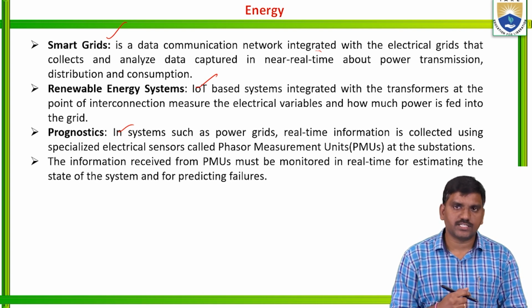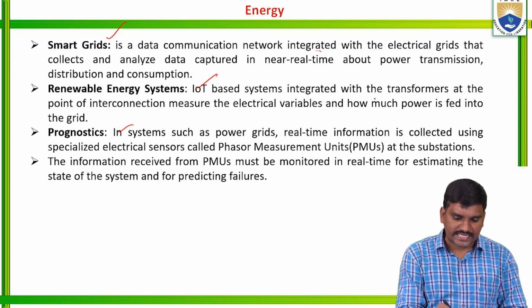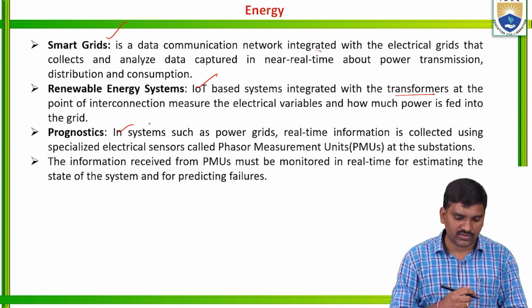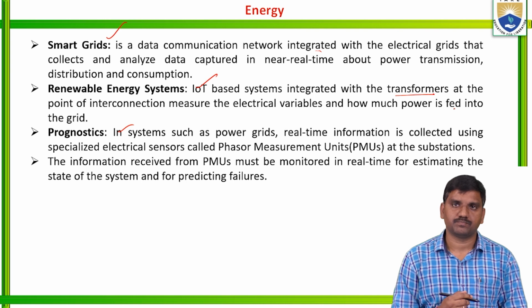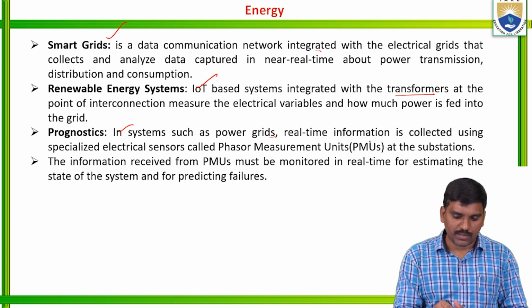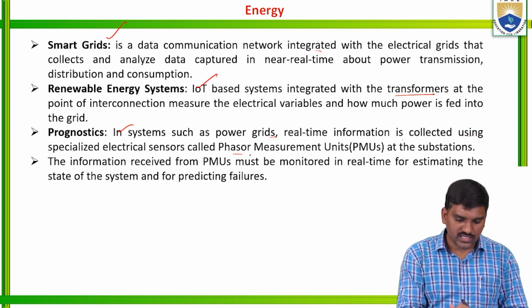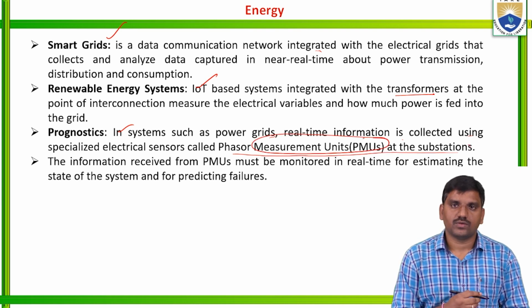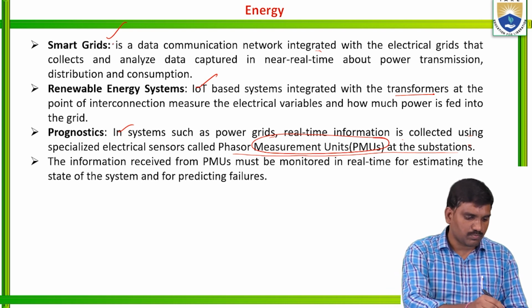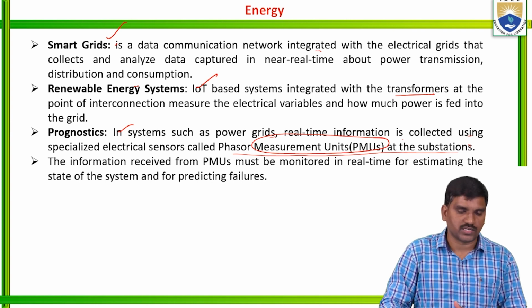Next, renewable energy systems. An IoT based system integrated with the transformers at the point of interconnection measures the electrical variables and how much power is fed into the grid. Prognostics: in systems such as power grids, real-time information is collected using specialized electrical sensors called phasor measurement units at the substations. So these are the three applications under energy: smart grids, renewable energy systems, and prognostics.